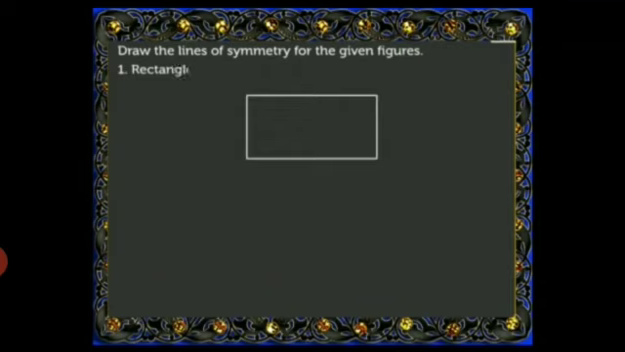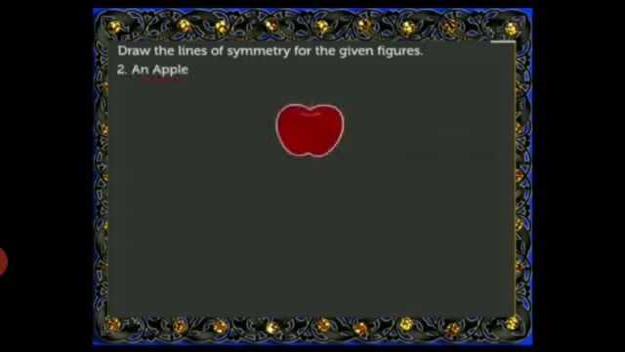Now let's draw the line of symmetry in rectangle. Here we can divide the rectangle into two equal halves by folding it vertically or horizontally. Thus we say rectangle has two lines of symmetry. Let's take an example of apple. We cannot divide an apple into two equal halves because its shape does not remain the same. Let's take a letter A.